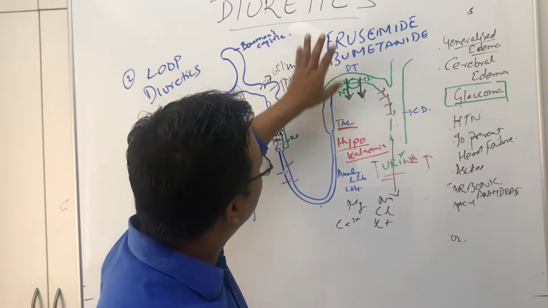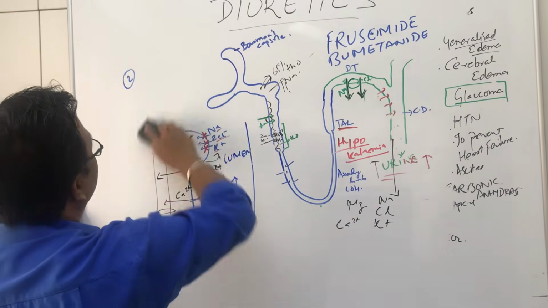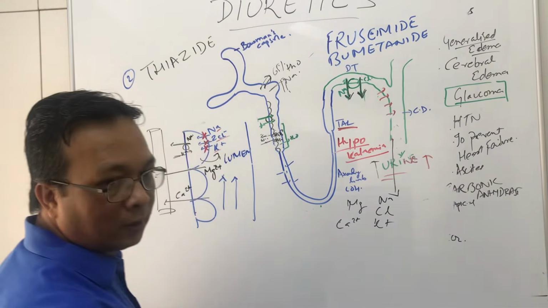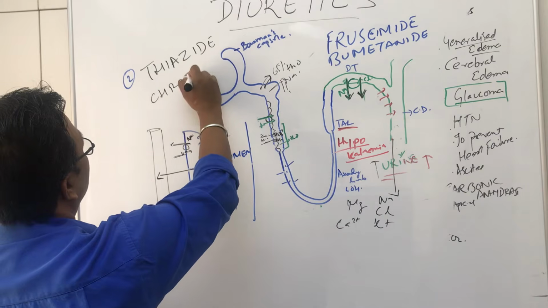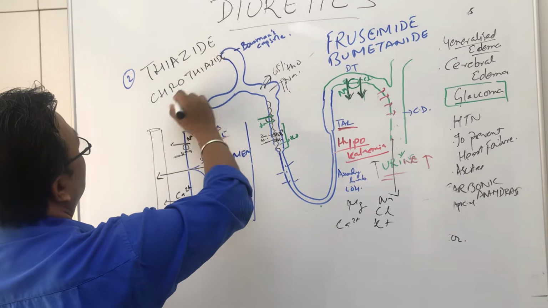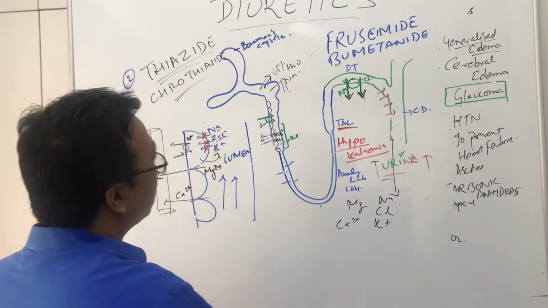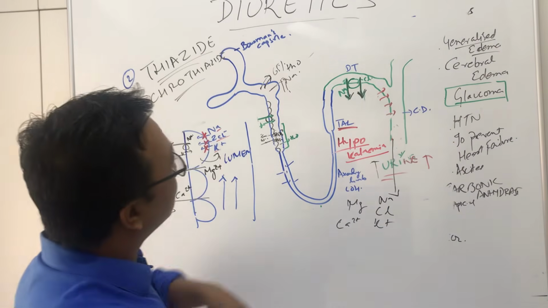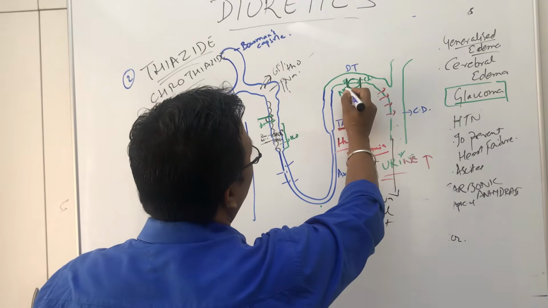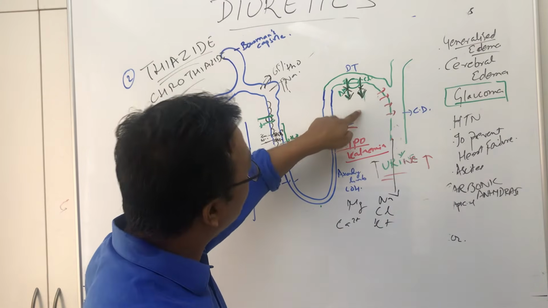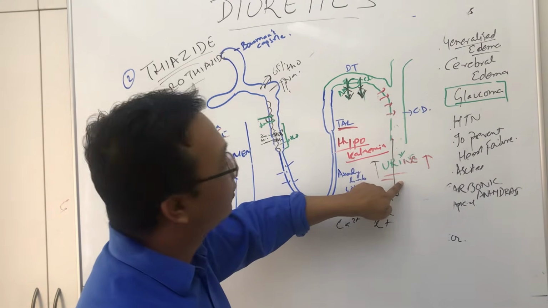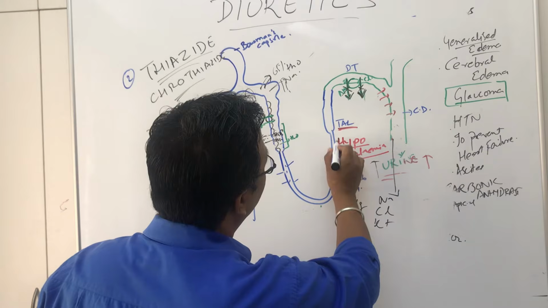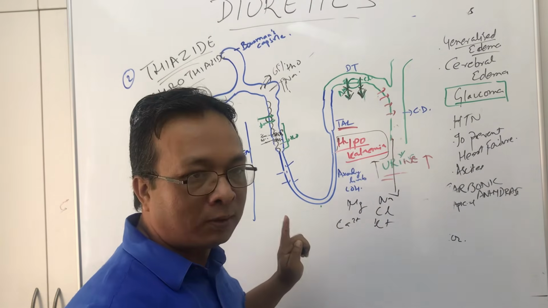So here, the number 3 type of diuretics is called the thiazide group of diuretics. This is also very commonly used in hypertension. Thiazide group of diuretics, like chlorothiazide. These diuretics stop this sodium chloride channel, and as a result, sodium and chloride cannot be absorbed. As a result, sodium chloride passes in the urine. And remember, most of these diuretics cause hypokalemia because along with sodium, potassium also most of the time passes through the urine.